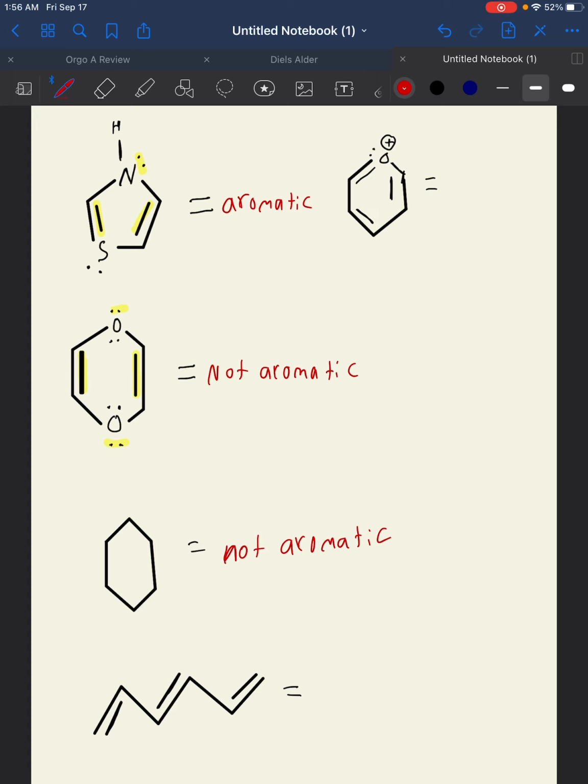Okay, so I don't even have a cyclic ring with this one, so I hope you don't think this is aromatic, because it is not. It does have 2, 4, 6 pi electrons, but once again, it's not a cyclic ring, and that is a rule that it has to follow, so not aromatic. If you missed that on an exam, I would feel very sorry for you.